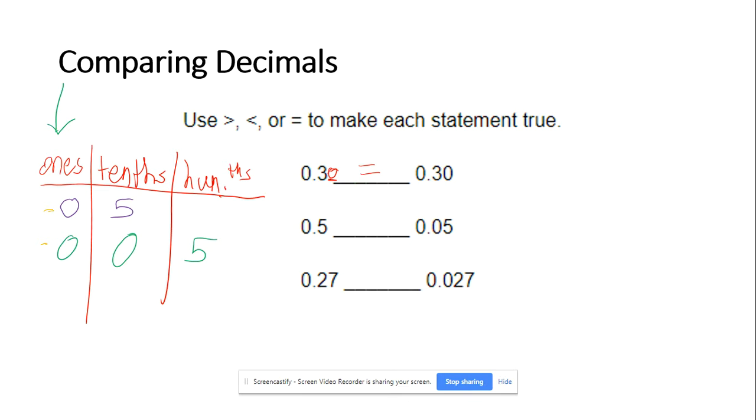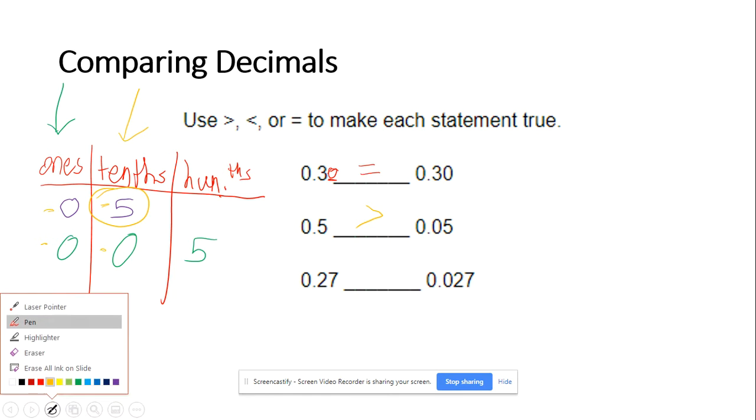We want to then move over to the tenths place, and now we can see that this is 5/10, but in 5 hundredths, there's 0 tenths. So this tells us right now that 5/10 is greater than 0 tenths, meaning that 5/10 is greater than 5 hundredths. We're going to do the same thing for 27 hundredths compared to 27 thousandths.